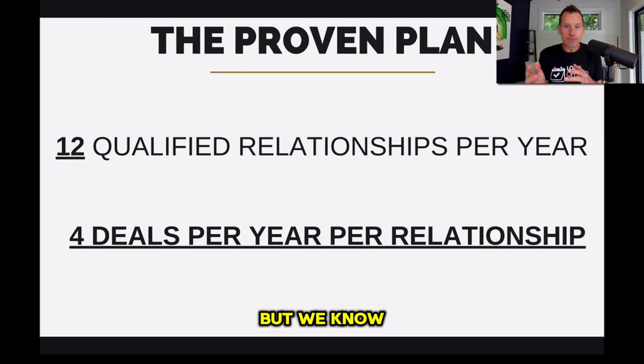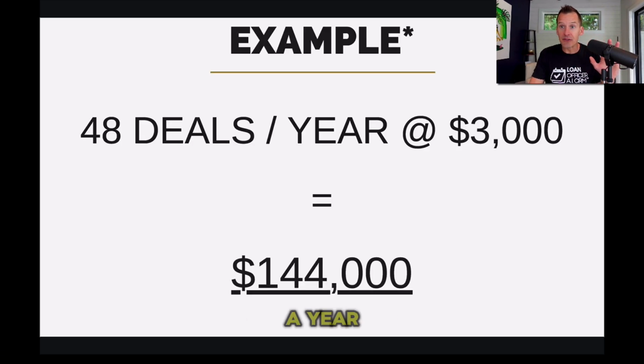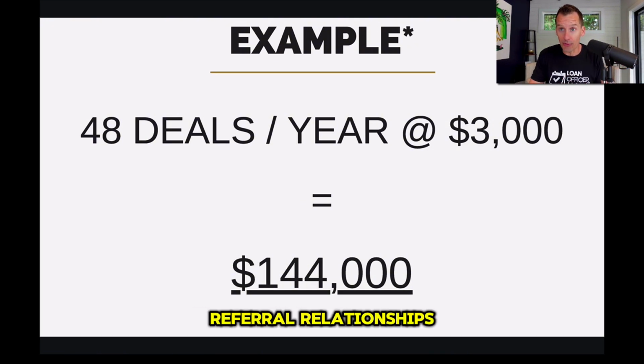But we know conservatively that 4 deals per year per qualified agent is very reasonable. If you just ask ChatGPT how many deals you can expect to get from a qualified agent relationship, ChatGPT says it can be between 2 and 4 deals a month, right? So we're just saying we'll get 4 deals a year. Well, that's 48 deals in a year from just 12 referral relationships.